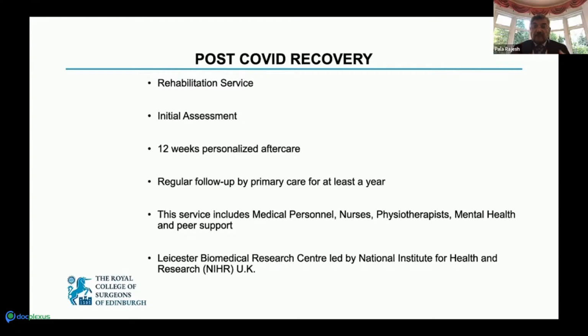Now, this, if you like, is going to be led by the Leicester Biomedical Research Center, which is a NIHR project, and they hope to recruit 30,000 patients.